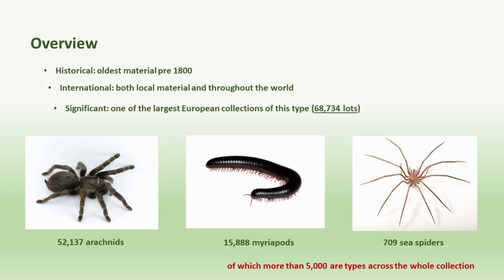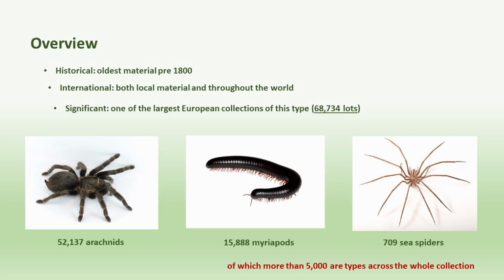And of course, a lot is not just one specimen. This can be a number of specimens. This is how many ID numbers we've been able to give to this material. About 50,000 of those are for the arachnids, nearly 16,000 are for the myriapods, and about 700 are for the sea spiders. That's based on our three basic collection books. And from all these three groups, we have at least 5,000 type series, mostly in the arachnids, but also a very important type collection of myriapods as well.